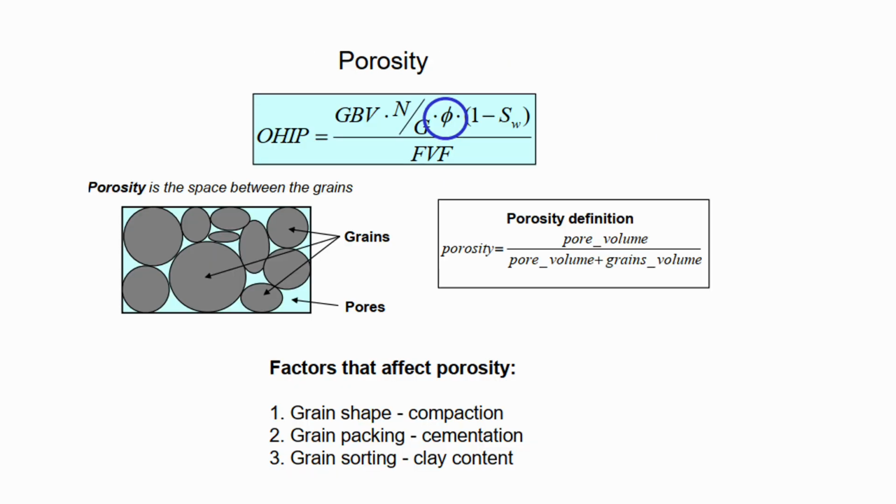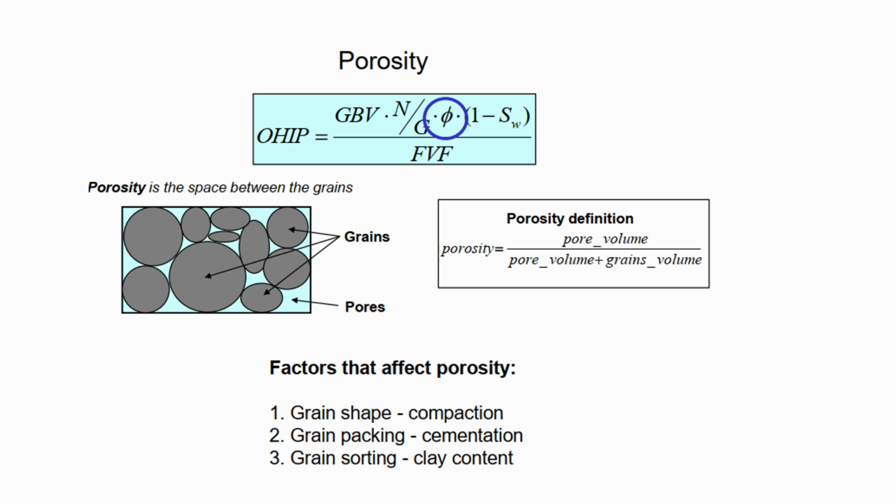Understanding porosity and its role in hydrocarbon storage. The equation at the top calculates OHIP, that is your original hydrocarbon in place. GBV: total rock volume. N over G: productive rock portion. Porosity: pore space percentage. SW: water-filled portion of pores. FVF: adjusts for volume changes from reservoir to the surface. Porosity, highlighted in the equation, is crucial. It determines how much fluid the rock can store.